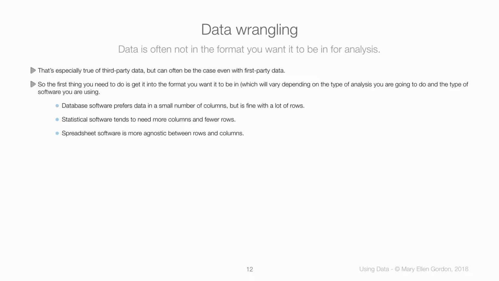So the first thing we often need to do is to get the data in the format that we want it to be in for our analysis. And that format is going to vary a little bit depending on what type of software we're using for our analysis. Database software, for example, tends to prefer data to be in a small number of columns, but it's perfectly fine with a lot of rows. Statistical software can be the other way around. It can need a lot of columns to do what it needs to do, and the result of that can be that there's a lot fewer rows. Spreadsheet software is pretty agnostic between rows and columns.